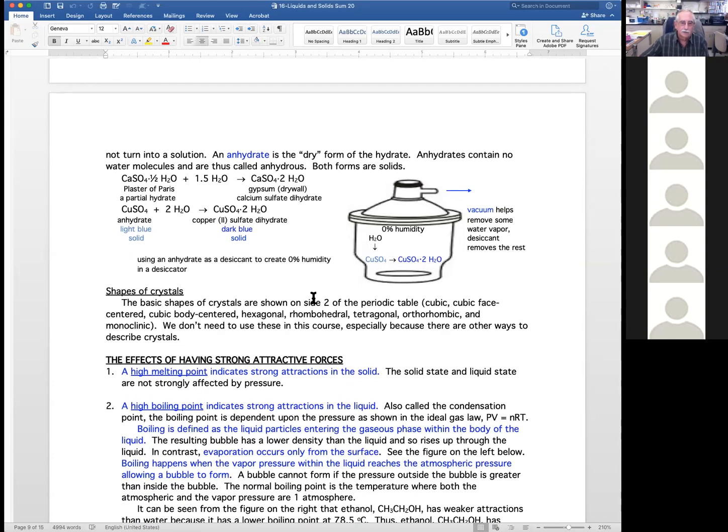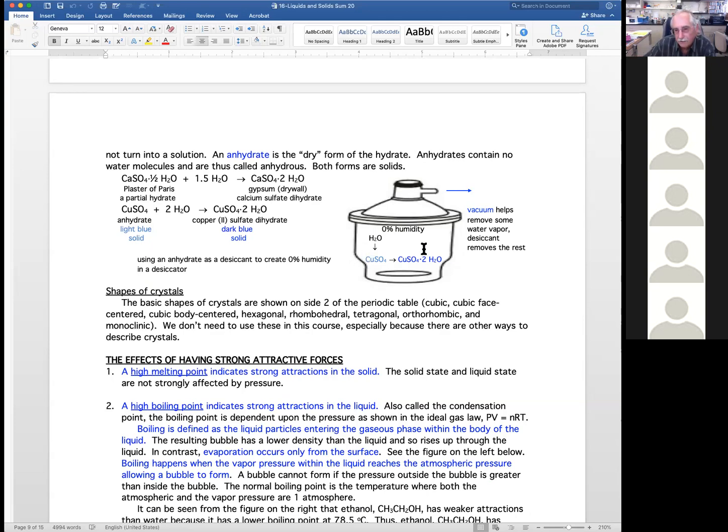Here's another example, one that's easier to use in a desiccator. So what you're trying to achieve in here is 100% humidity. And I have some chemicals that I have to store in desiccators like this. So what we do is we take something like copper sulfate, the anhydrate. It's a light blue solid. When it comes into contact with water, it absorbs it and turns into the dihydrate, which is a dark blue. So it's a good indicator as well.